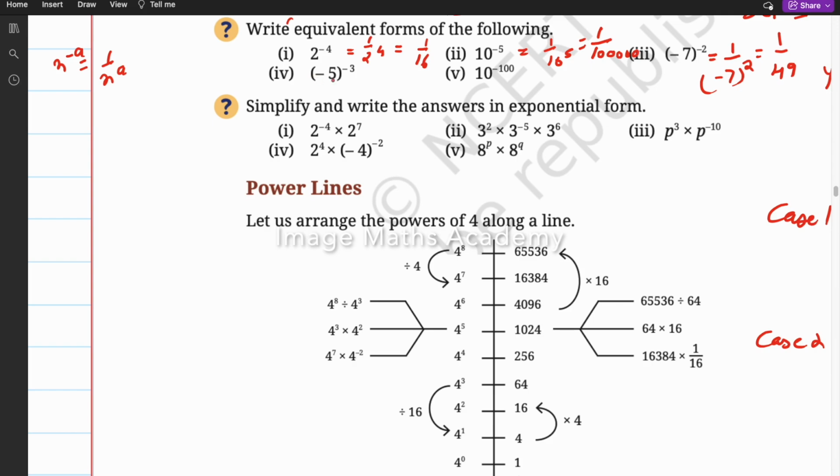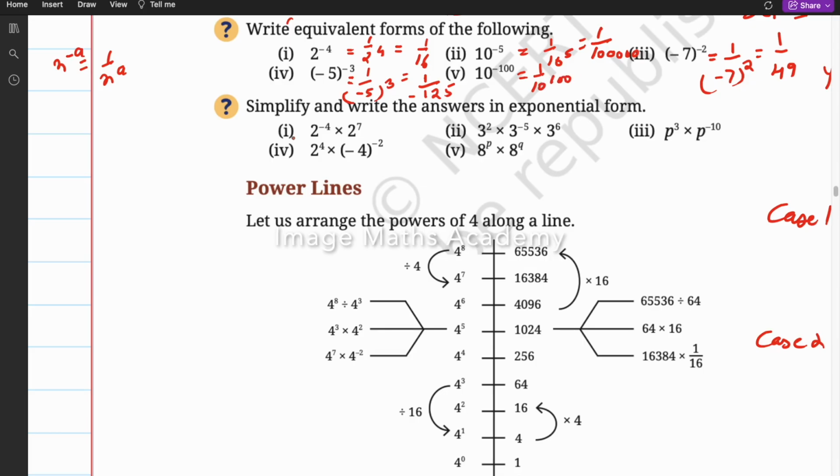Fourth one, minus 5 to the power minus 3, which is equal to 1 upon minus 5 to the power 3, which is equal to 1 upon 125. पावर ऑड नंबर है, सो साइन माइनस का आएगा. Fifth one, 10 to the power minus 100, which is equal to 1 upon 10 to the power 100.